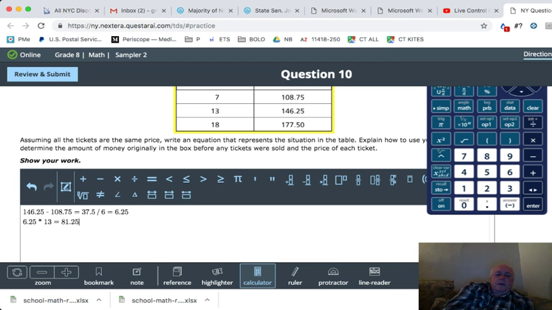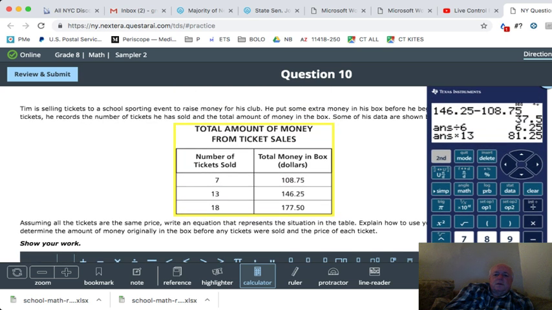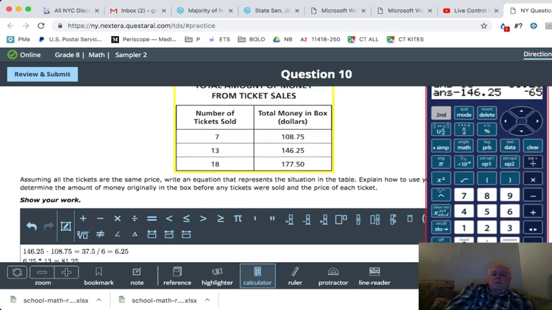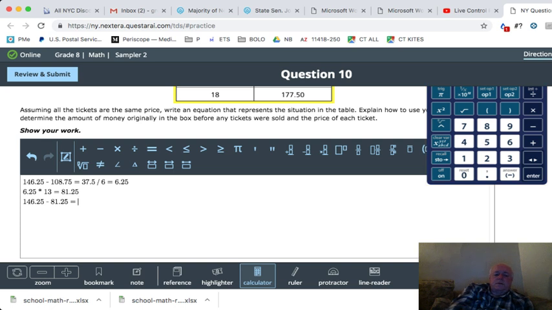Okay. And if we take the 146.25, let's subtract that from 81.25. What do we end up with? 146.25 minus... 146.25. We end up with $65. I did the subtraction backwards. Instead of 146.25 minus 81.25, I did 81.25 minus 146.25. I got minus 65. That means the answer would be $65.